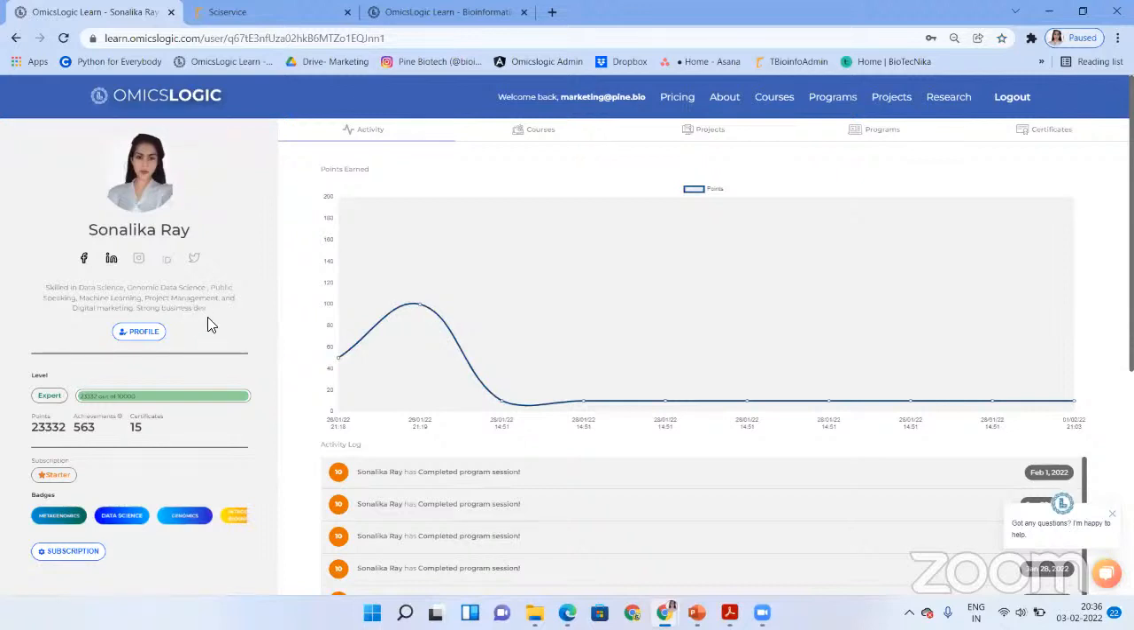For every coursework that you complete on the Omislogic Learn portal, you will be getting points that you can review here, that will take you from a beginner's level to an advanced level. And being a part of the Bioinformatics for Infectious Diseases program, you will be able to see a badge on your profile tab that will ensure that you have access to the program page and the resources associated.